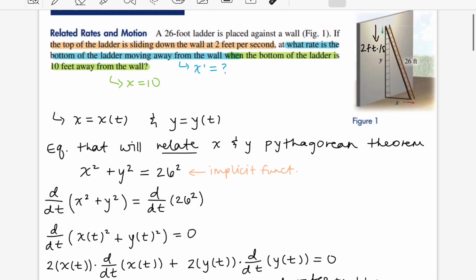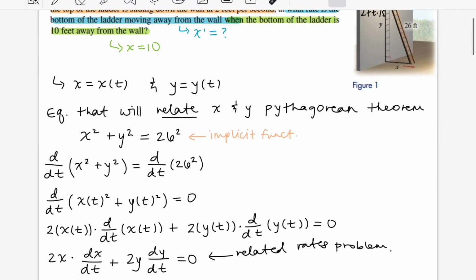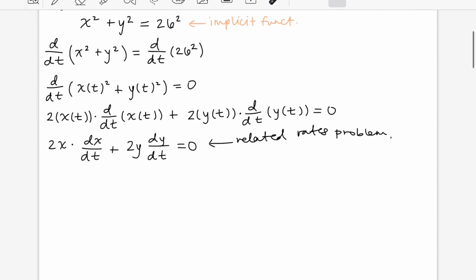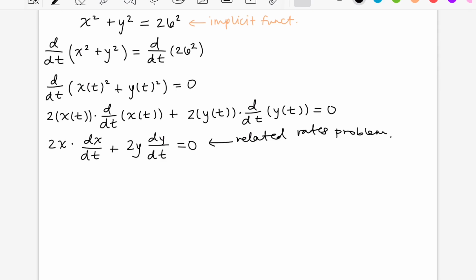Now remember, what we want to do is find x prime, and we know that that is the same thing as dx dt, so we'll just solve for that guy. So we'll divide by 2x on both sides. Oh, sorry. First thing we'll do is subtract out a 2y times dy over dt. So we'll get 2x times dx over dt is equal to minus 2y times dy over dt, and now we can divide by 2x.